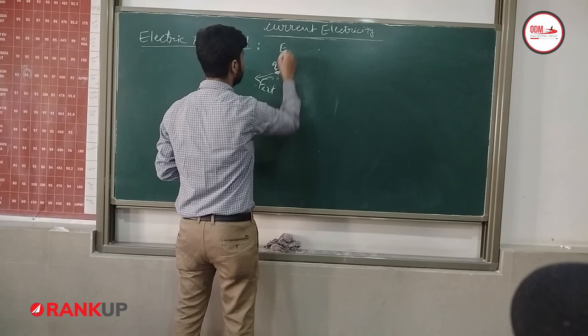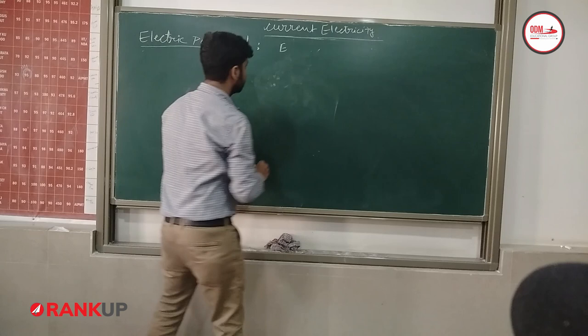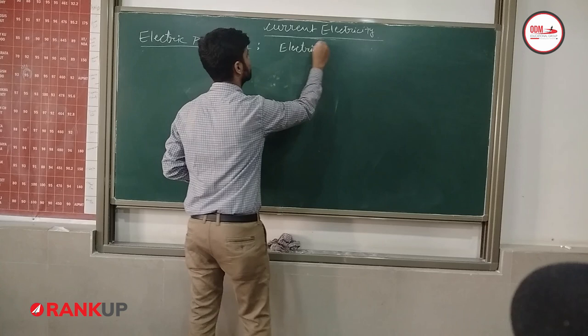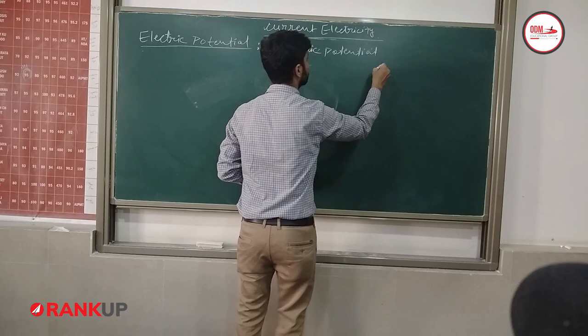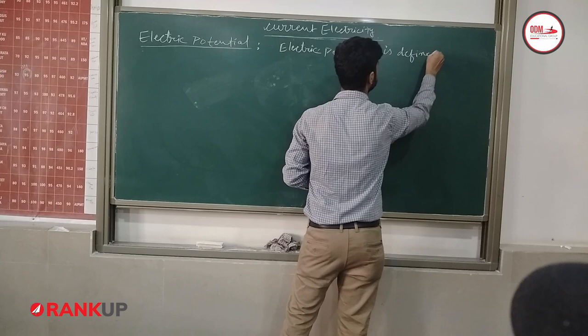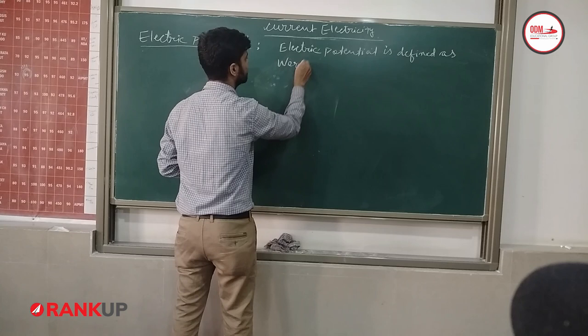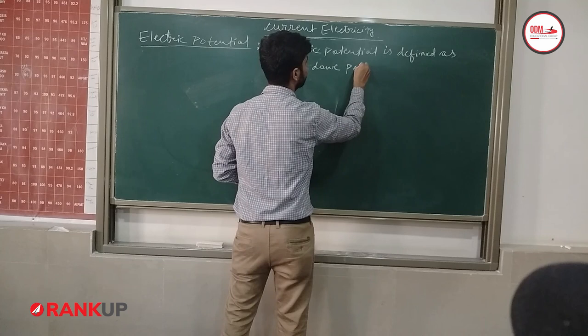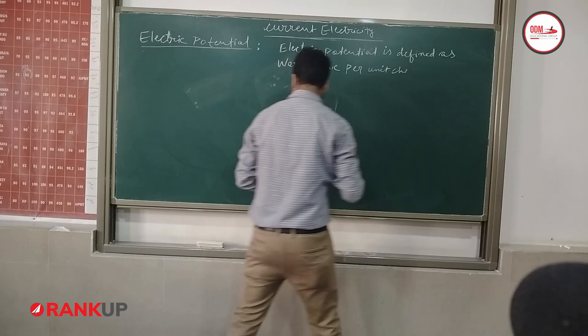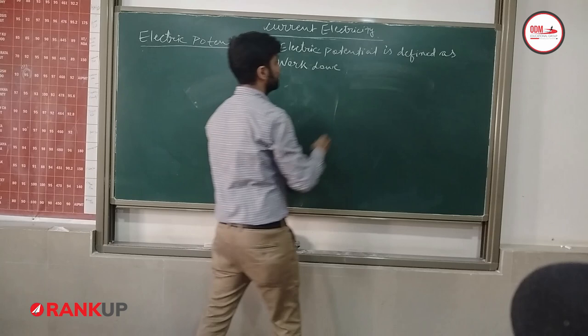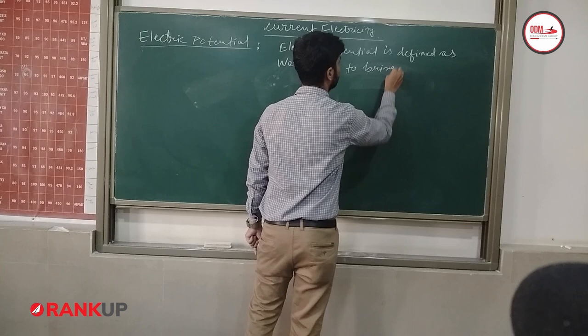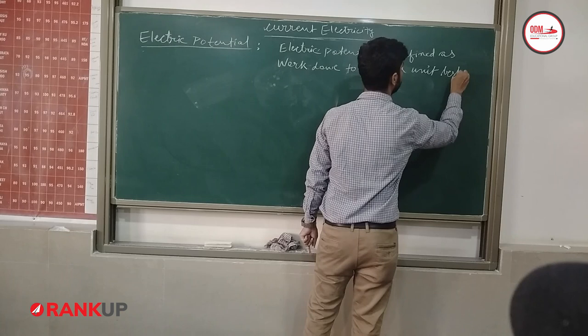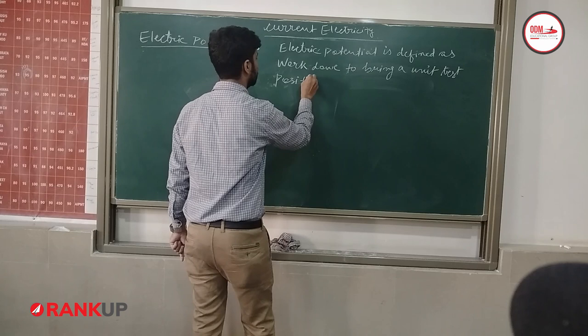Electric potential. Okay, so what is this? Electric potential is defined as work done per unit charge, or work done to bring a unit test positive charge. We always take the positive test charge as positive.